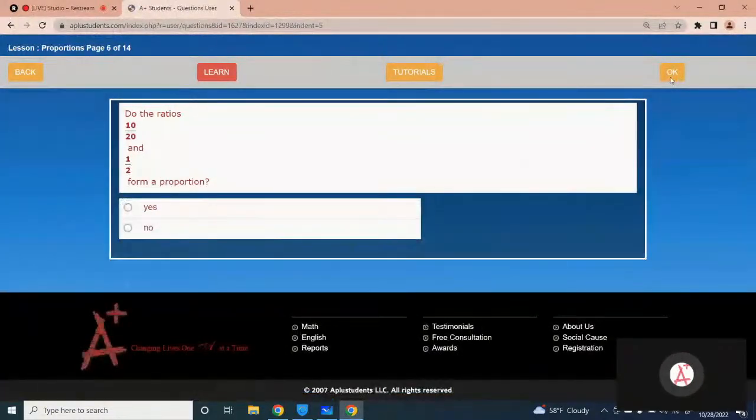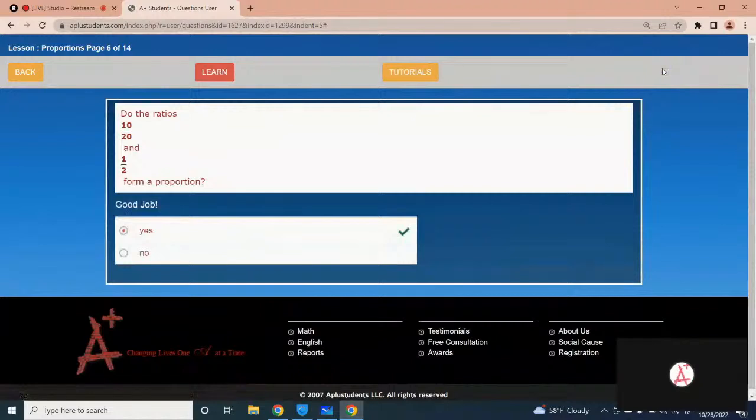Okay, the next one is do the ratios 10 over 20 and 1 over 2 form a proportion? So the answer is yes. Multiply this fraction by 2 so it makes the first one. 10 times 1 is 10 and 10 times 2 is 20. So the answer is yes. Got it? Just select the correct option and click on the OK button.